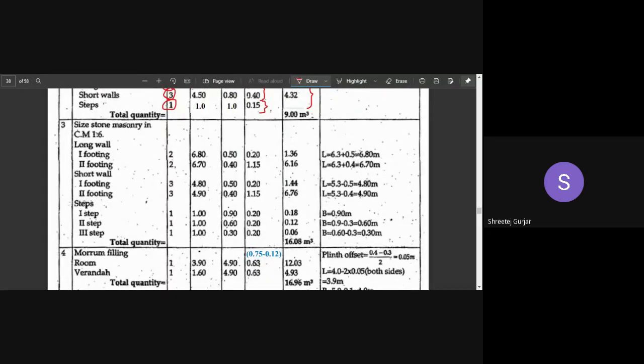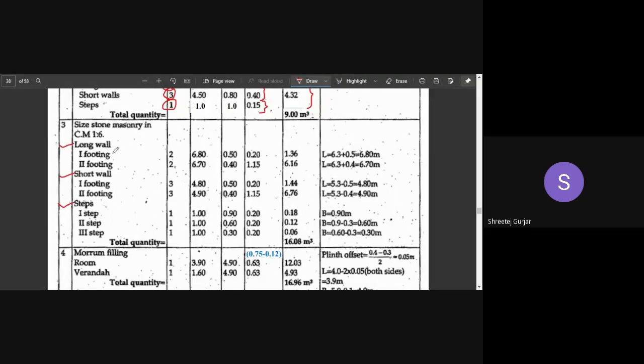Okay, side stone masonry. It is given in 2 steps. You can see your side stone masonry. The first step is 0.5 meter in width, and the second step is 0.4 meter in thickness. So we will consider separately for the long wall, calculate separately for the short wall, and then calculate separately for the steps.